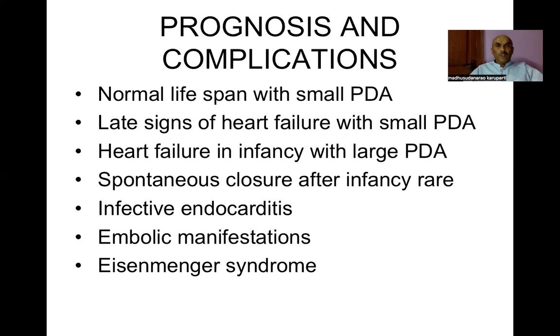Prognosis and complications. With small PDA, you can expect a normal lifespan, but there could be late signs of congestive heart failure even with small PDA because of the early onset of pulmonary arterial hypertension. Heart failure occurs in infancy itself with large PDA. Spontaneous closure after infancy is very rare. And there is the problem of infective endocarditis, embolic manifestations, and development of pulmonary vascular disease, representing as Eisenmenger syndrome. Okay.